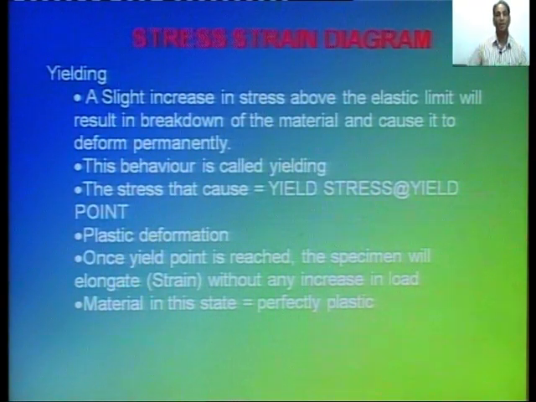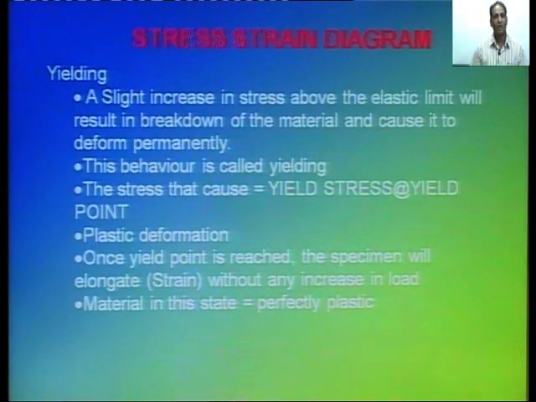Now I will discuss yielding of the material. At the yielding point, a slight increase in stress above the elastic limit will result in the material breaking down and deforming permanently. So, this behavior of the material is called yielding. The stress at that point is called the yield stress, at the yield point. So, the stress at the yielding point is called yield stress.